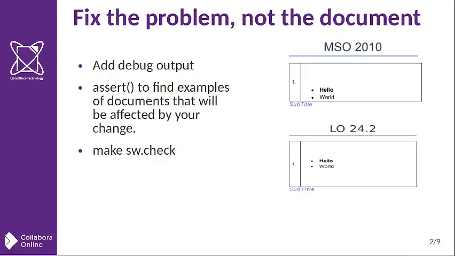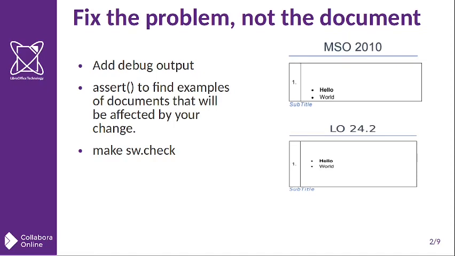We want to, of course, fix the problem and not just the document that we're working on. And so once I have my patch developed, I add some debug output and assert to find examples of the documents that will be affected by the change and then run a make check.